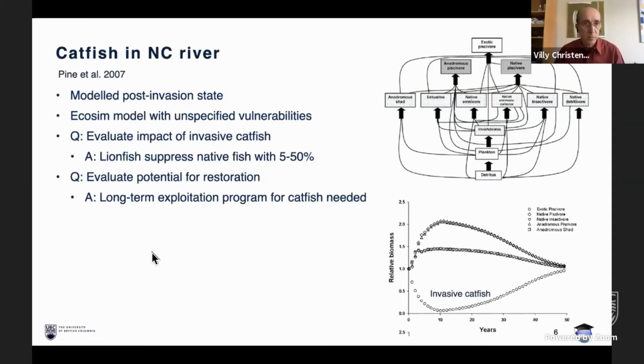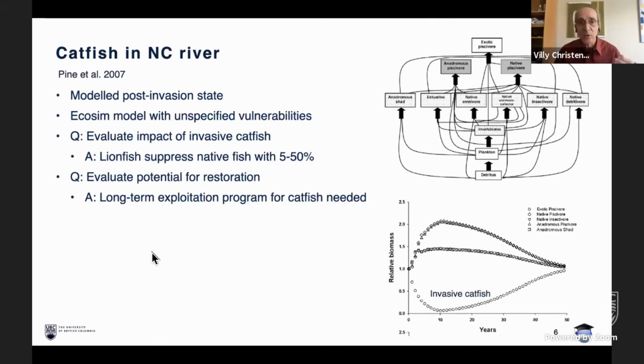Oh, there's a typo. Lionfish suppressed native fish with 5 to 50%. I guess it would be catfish that we are talking about here. But what they did find was something you see in several of the coming studies: when you have a successful invader or alien species coming into a system, it also means that it is successful.